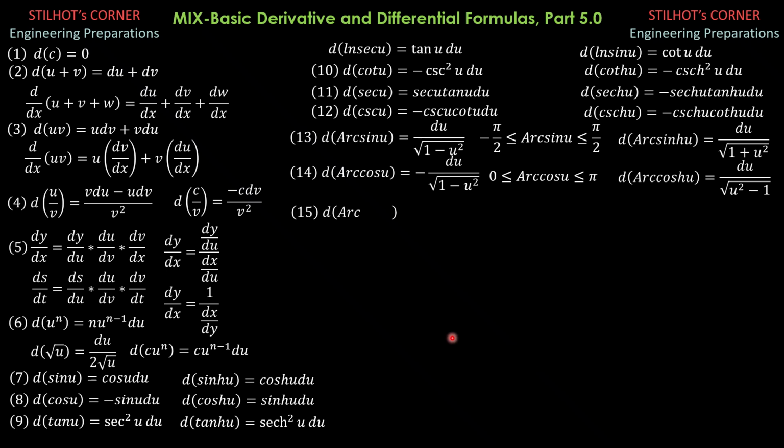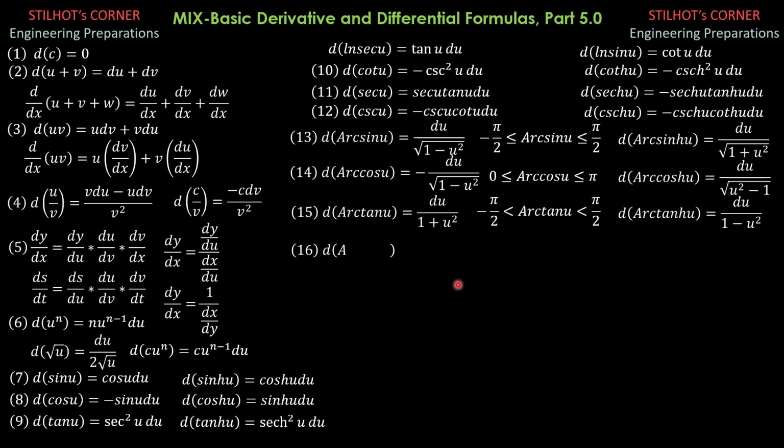Next is differential of arctan of u is du over 1 plus u square. Then the condition is negative pi over 2 less than arctan of u less than pi over 2. Then differential of arctan hyperbolic of u is du over 1 minus u square. You just be familiar with the slight change in the formula.